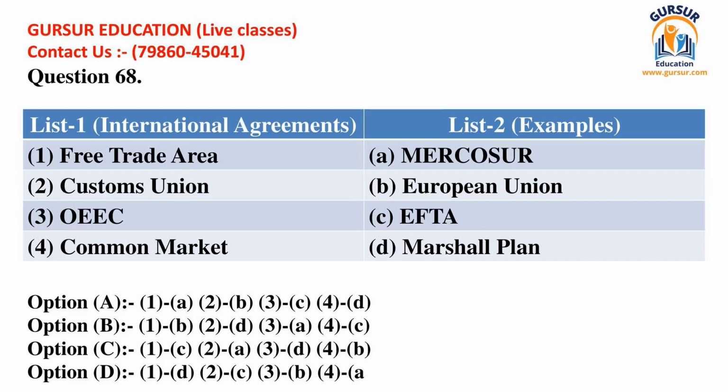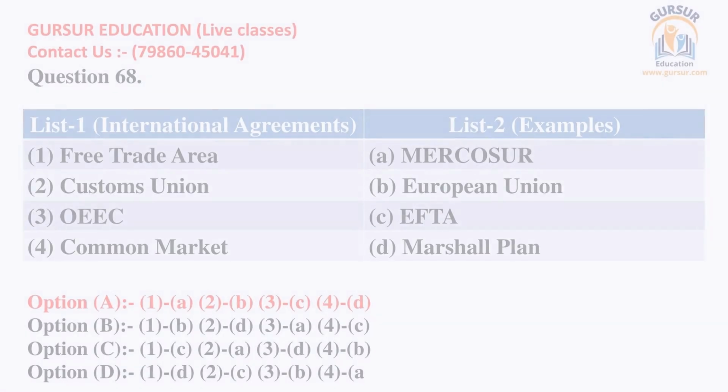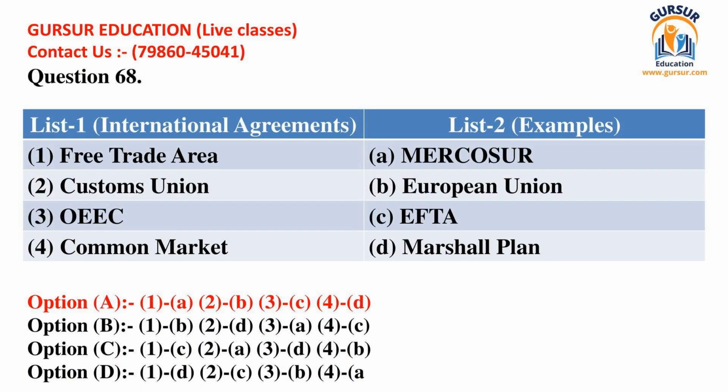List 2, Examples, contains the following items. A. Mercosur. B. European Union. C. EFTA. D. Marshall Plan. Below are given the options with different matches. You can pause the video and choose the appropriate answer. The right answer of the question is option A. We suggest you to pause the video to analyze and learn the correct combination.